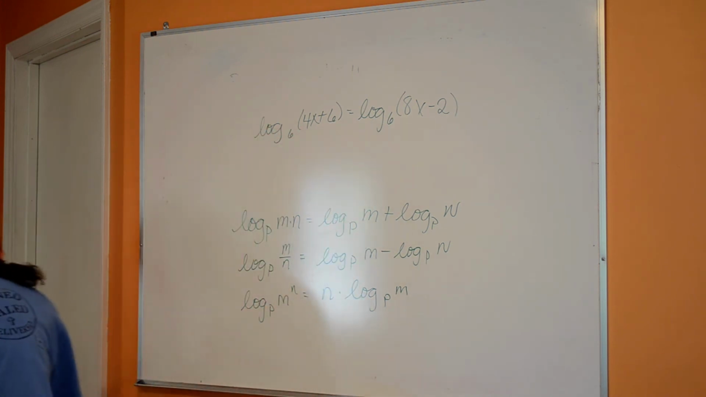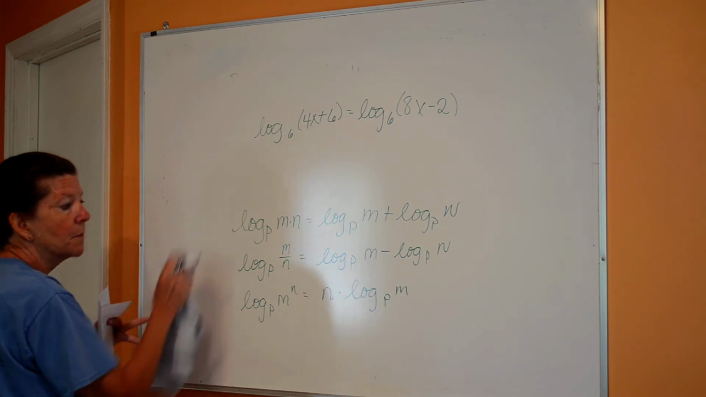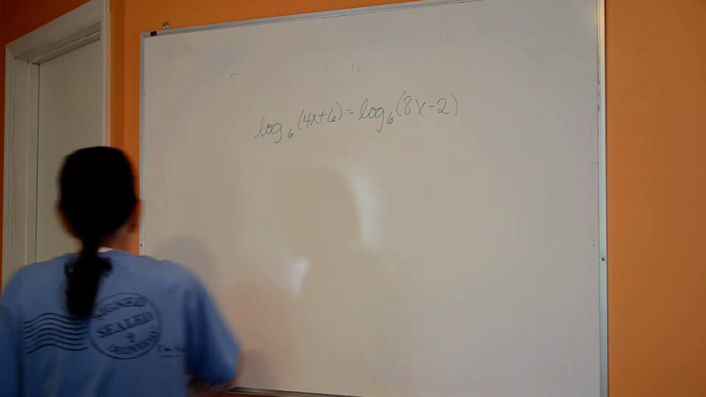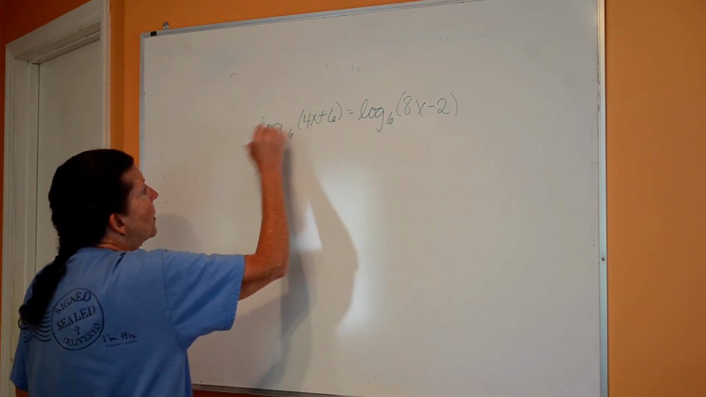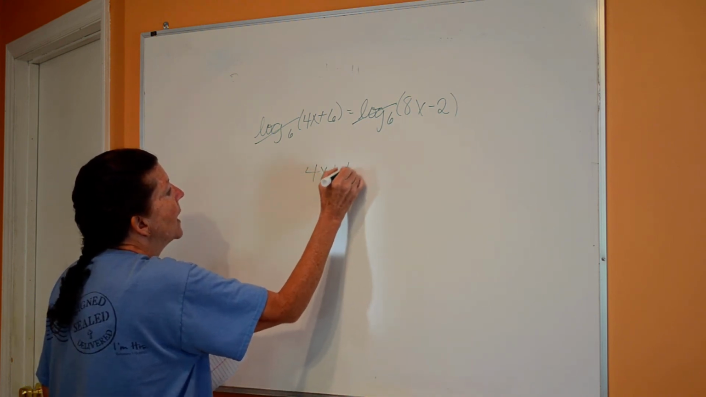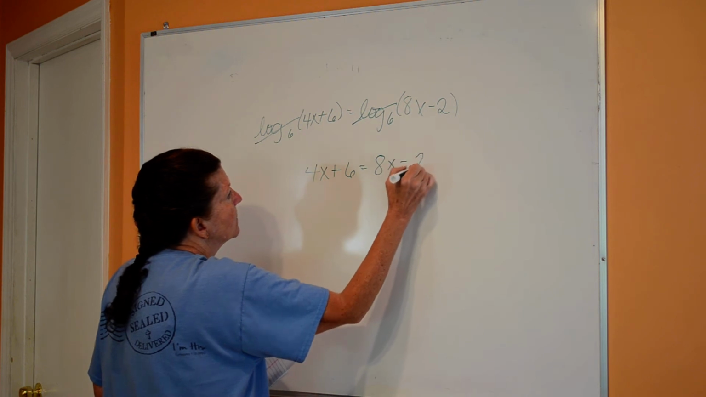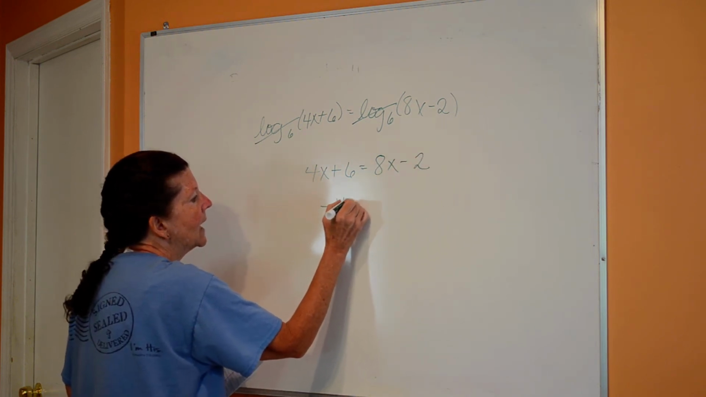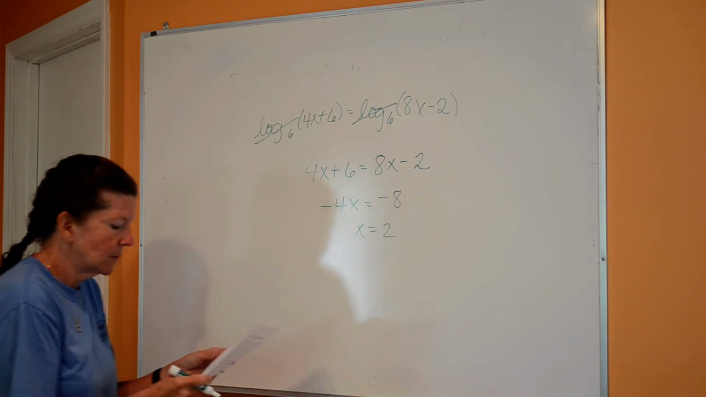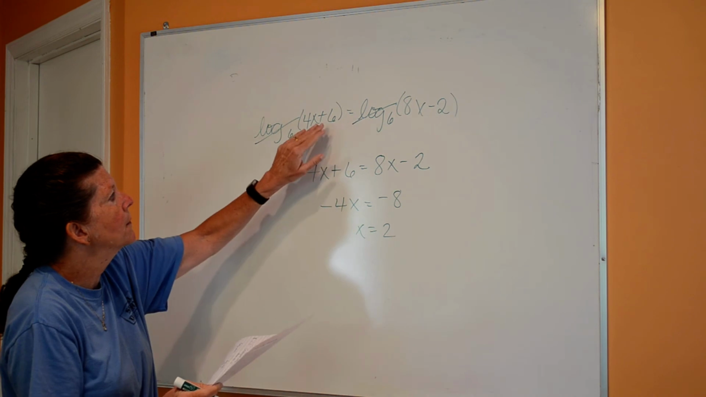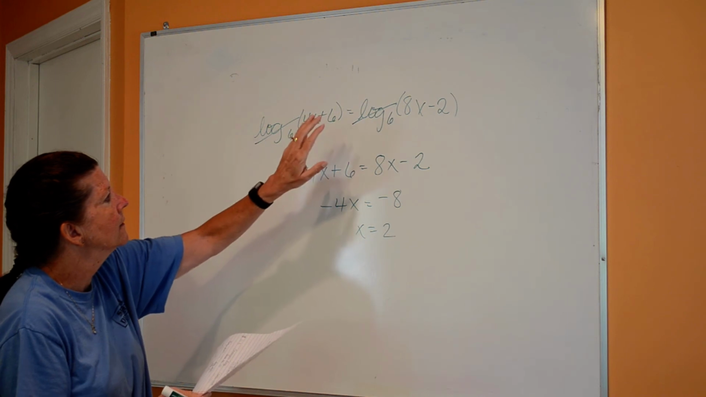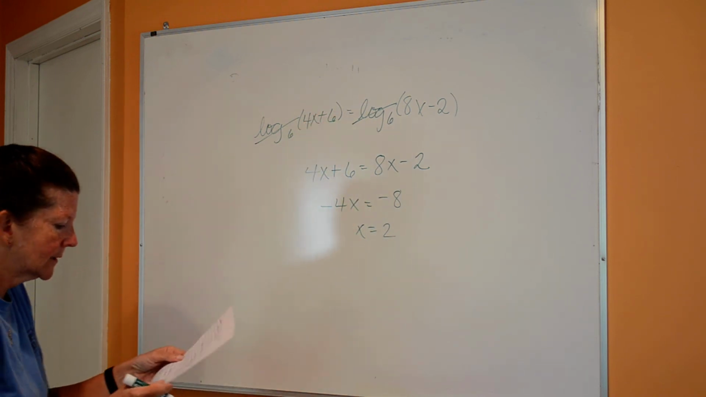Then this one reminded me that I hadn't written those out yet. So make sure you know how to use those. If I have a logarithm the same on both sides, it's like I'm dividing by it, I can cross it out. So I have 4x plus 6 is equal to 8x minus 2. If I subtract here, I get a negative 4x. Subtract there, I get a negative 8. X is equal to 2. If I get a negative power there, I want to put it back in here and make sure I'm not changing a positive to a negative by use of an exponent, because that's important.